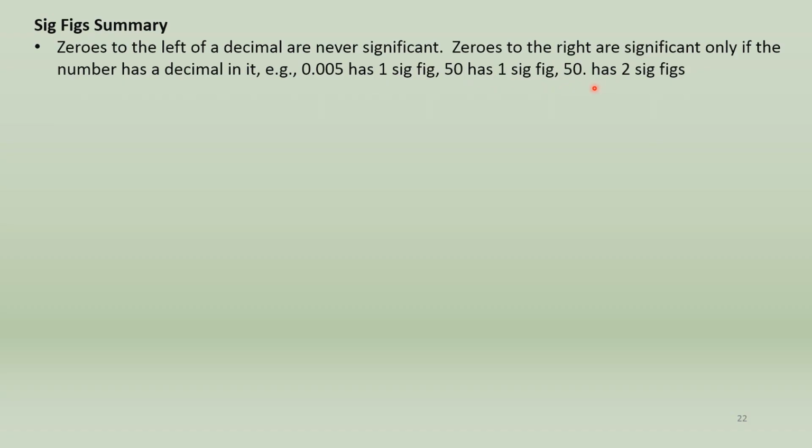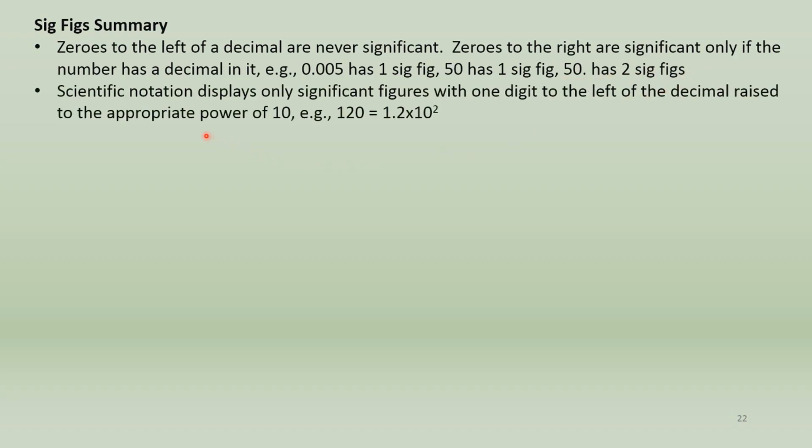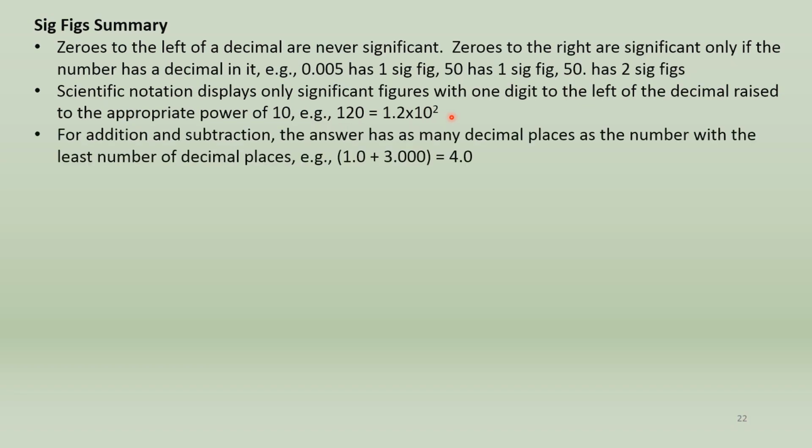Now I saw this recently in a text and I wanted to show it to you. 50 with a decimal implies or indicates that this 0 is significant. This is a nice, convenient, concise way of showing that the 0 is significant without having to write this in scientific notation. So this has 2 sig figs. Scientific notation displays only significant figures with 1 digit to the left of the decimal raised to the appropriate power of 10. So 120 would be 1.2 times 10 squared.